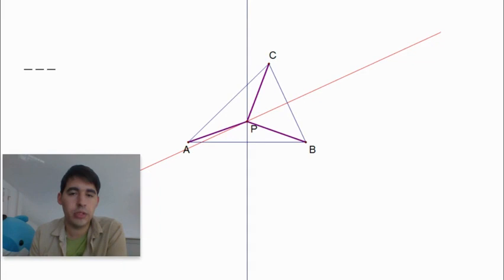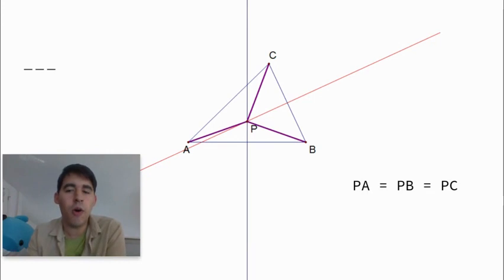What has to be true about those line segments? Well, we know that PA and PB have to be the same because it's on the perpendicular bisector of AB. And all the points on the perpendicular bisector are the same distance away from both points A and B. But P is also on the perpendicular bisector of BC. So therefore, PB must be the same length as PC. So it turns out all three of those line segments must be the same. So what do you think would happen if we made the perpendicular bisector of segment AC?